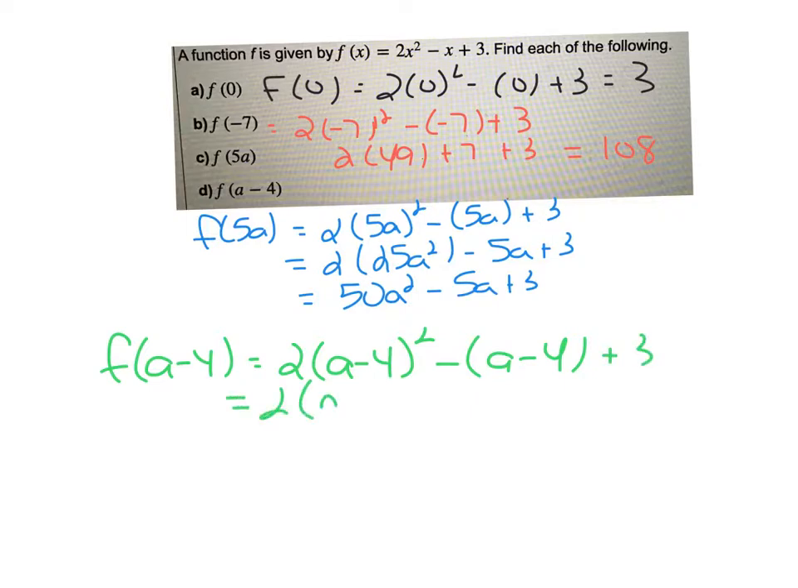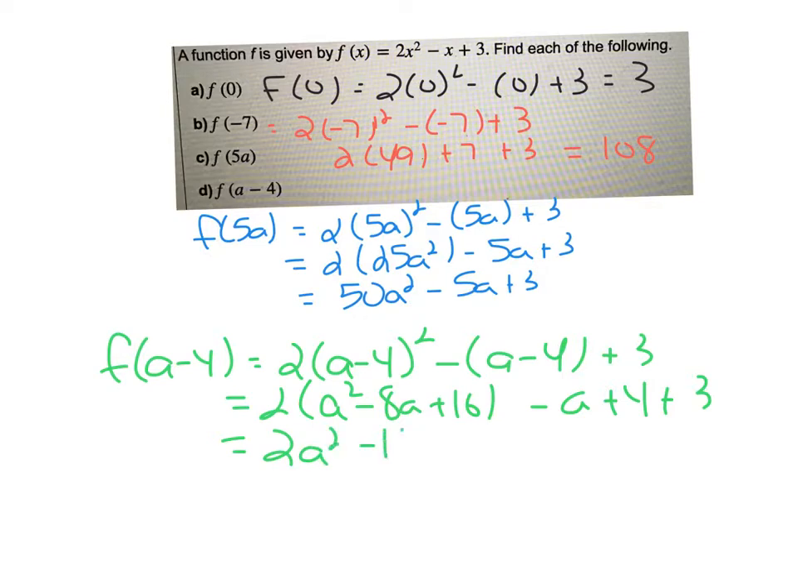If you remember how you square things, you square the first, you multiply together double, and you square the second. This minus sign here is going to change the signs of that parentheses. And now I got to distribute the 2. Make it 2a squared minus 16a plus 32. And I still have all this stuff over here.